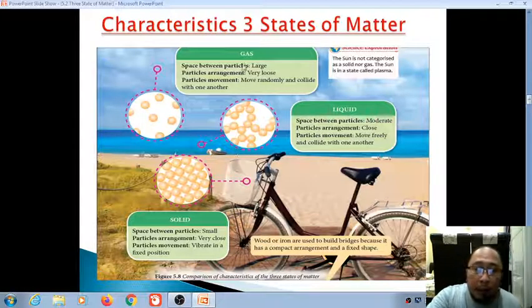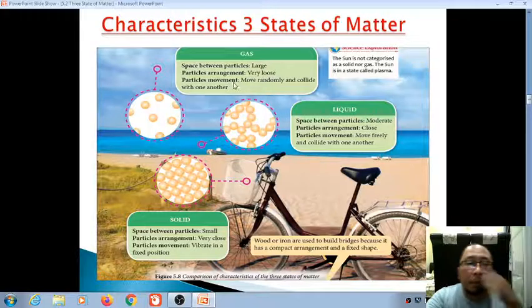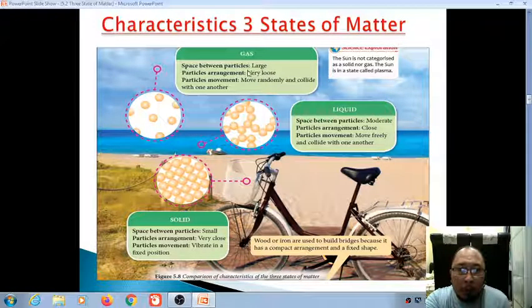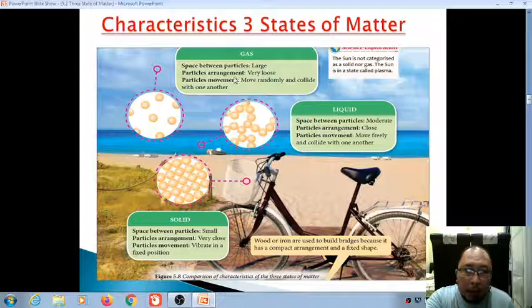Next, we will explain the characteristics of the three states of matter. As you know, the three states of matter are divided into gas, liquid, and solid. Every state of matter has its own characteristics. We will discuss the space between particles, particle arrangement, and particle movement. In gas, the space between particles is large, the particle arrangement is very loose, and the particles move randomly and collide with one another. Okay, for liquid, space between particles.